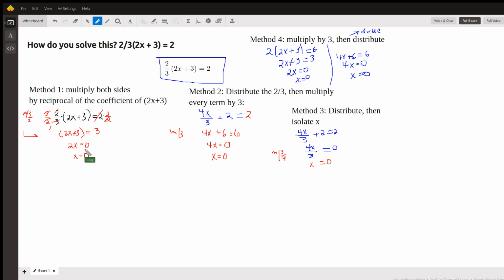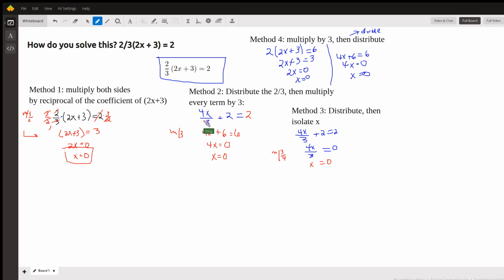There's your answer. Now, method 2 is to distribute the 2/3, which truthfully I would probably not do. But you could do it that way. 2/3 times 2x is 4x over 3. 2/3 times 3 is a 2. We distribute it, so we don't do anything to this 2 on the right.